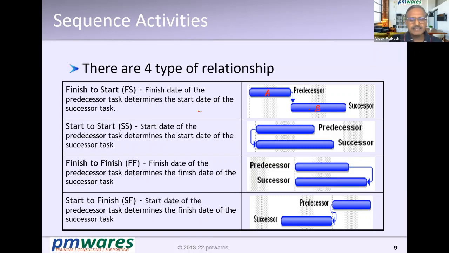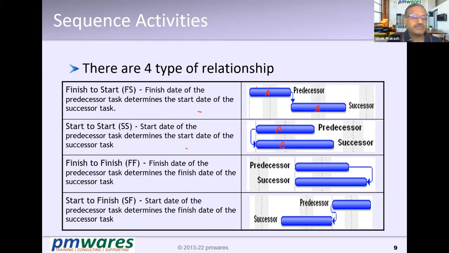In the second case, B can start as soon as A starts. B cannot start before A. We don't say A and B are parallel. They are in parallel, but the start of B depends upon the start of A. If A does not start, B does not start. B can start later, but not earlier.